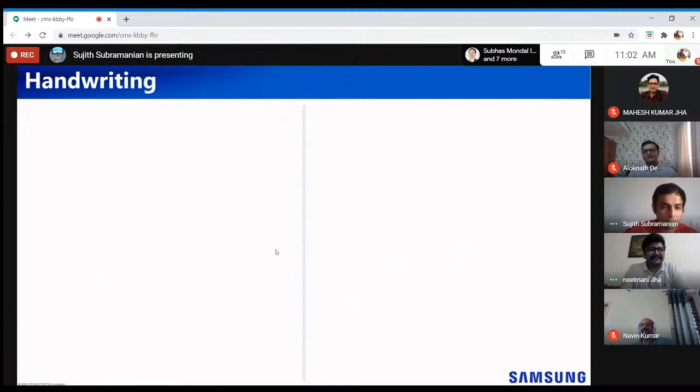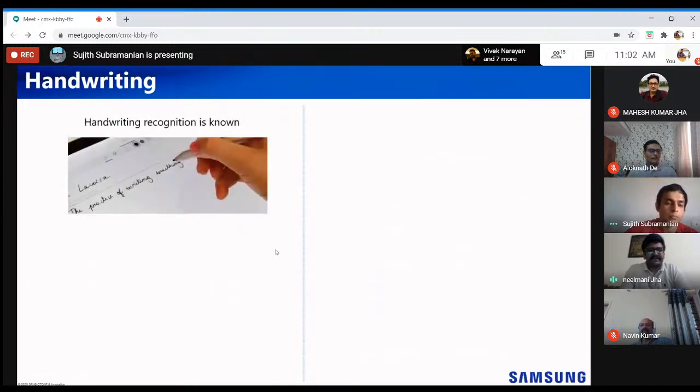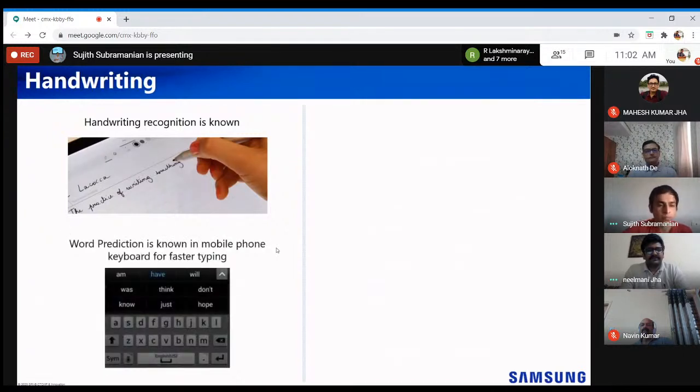Handwriting recognition. So we all know that electronic devices are able to identify our writing, cursive writing, or how humans write. This identification is known. Also, when we are typing, when we are messaging someone, the mechanism of prediction is known. Handwriting is known, prediction is known. What can be a new thing? Can I combine these two things to make something really new, really exciting? Let's see.